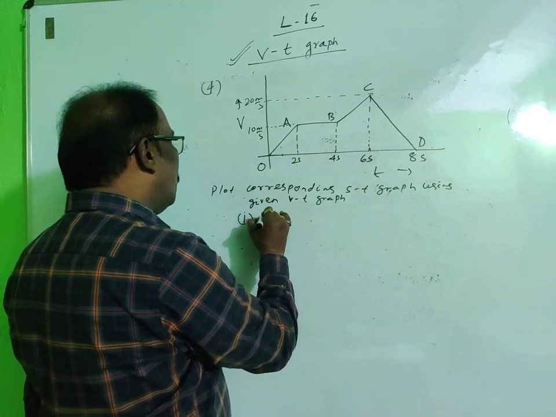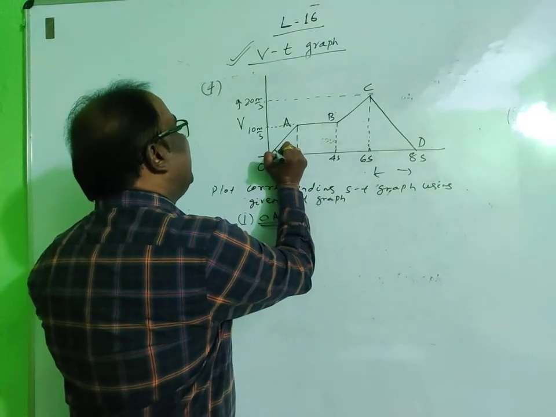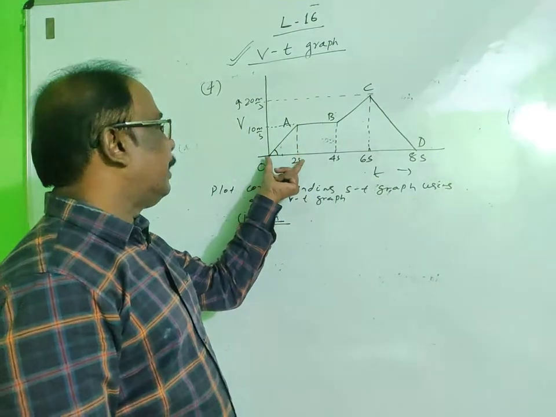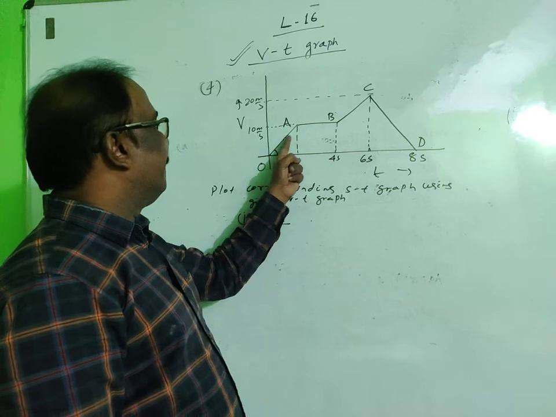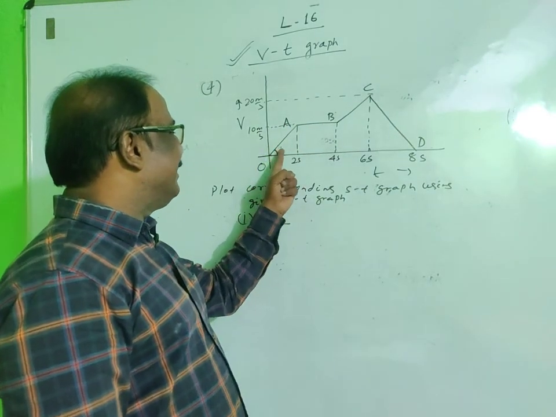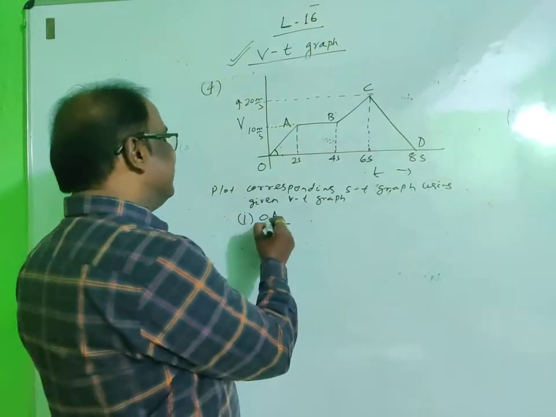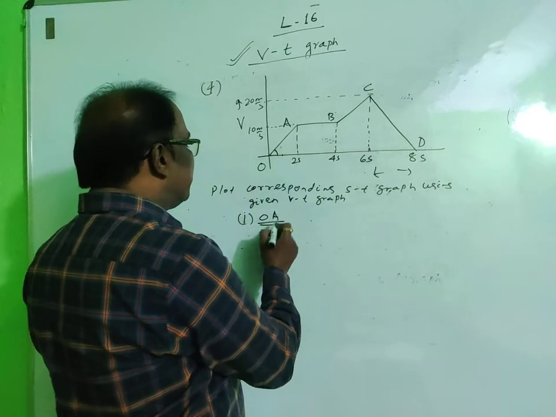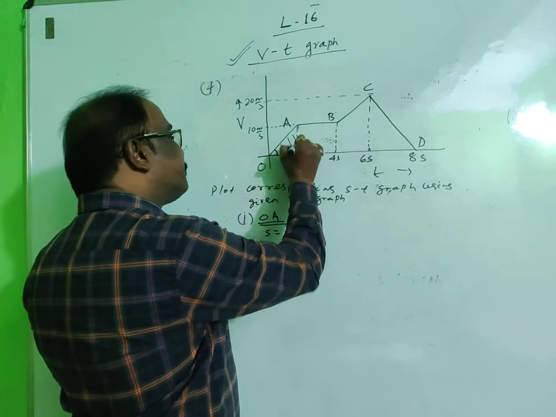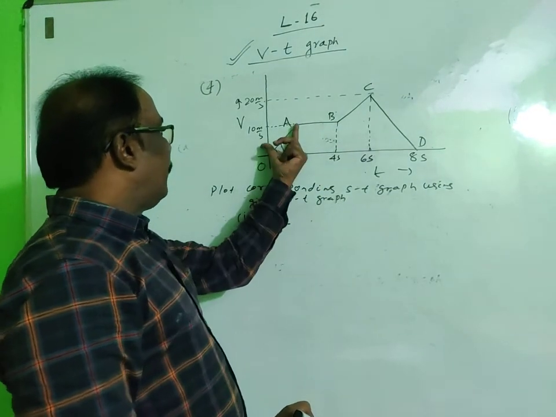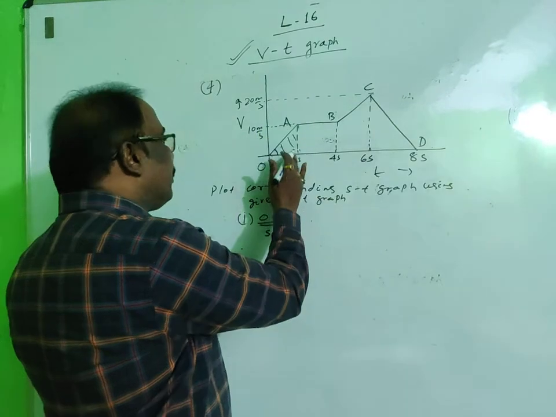First part, OA. If you consider OA, this angle is constant up to 2 seconds. Then the velocity-time graph is a straight line making a constant angle with the time axis. How can you calculate distance or displacement? It is equal to the area under the graph. We have to calculate the area under this triangle under OA.